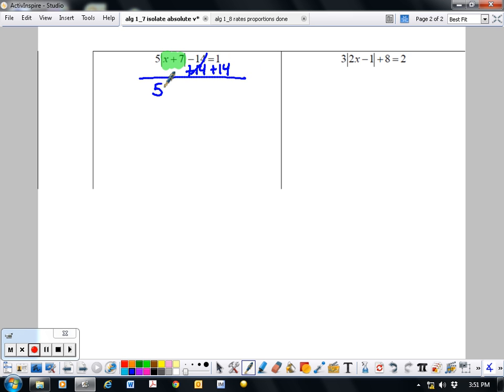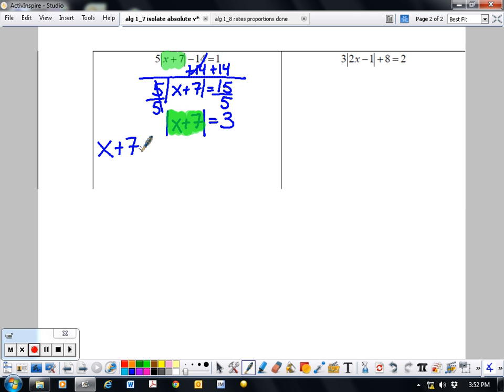So now I have 5 times the absolute value of x plus 7 equals 15. Then I divide by the 5. So now I have absolute value of x plus 7 equals 3. Now that I've isolated it, this is all by itself on this side of the equation. Now I can separate, because now I know this x plus 7 could be 3 or a negative 3, and that's exactly how I separate it.